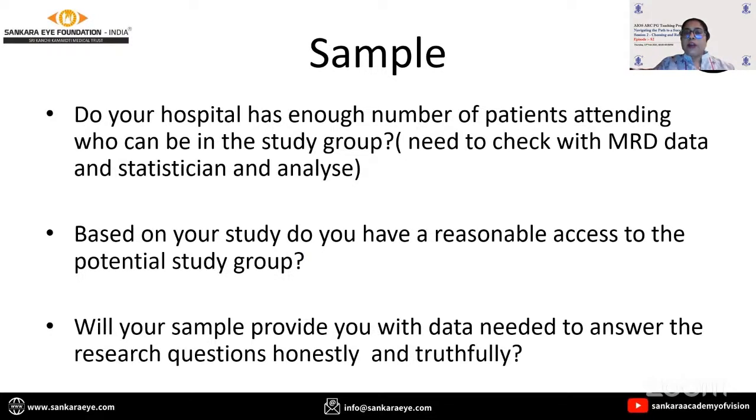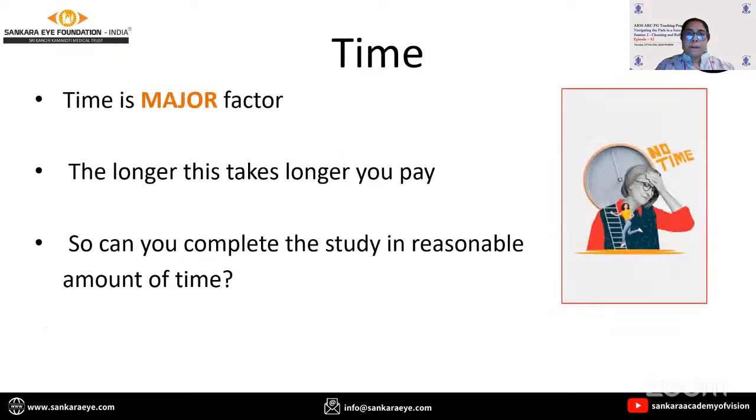Will your sample provide you with data needed for a research question which can be answered honestly and truthfully? If a patient is being asked about compliance with glaucoma drops, patients should be able to give you a truthful answer to get a meaningful research. Time, of course, is a major factor. You have to understand whether the follow-up data of 3 months or 6 months is feasible for your postgraduate course. When you consider secondary DNB, they have a shorter time when compared to primary DNB, where you have a longer time. So depending upon that time frame, we have to decide on the topic.